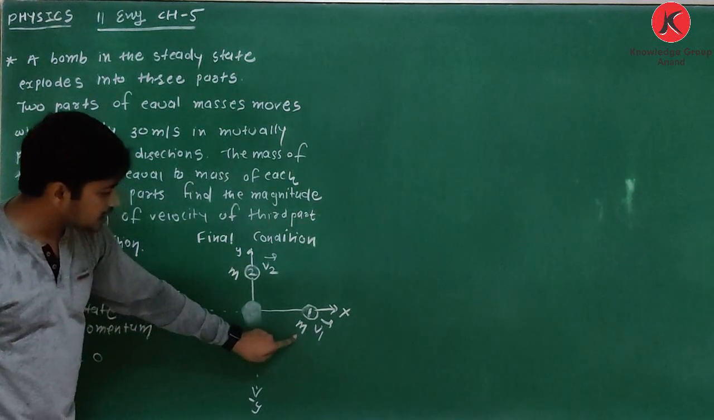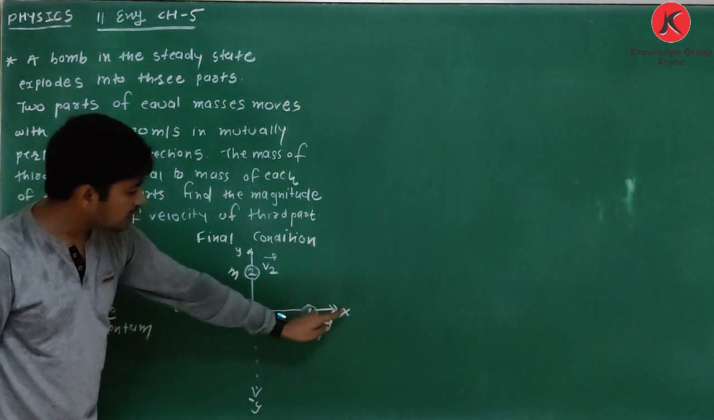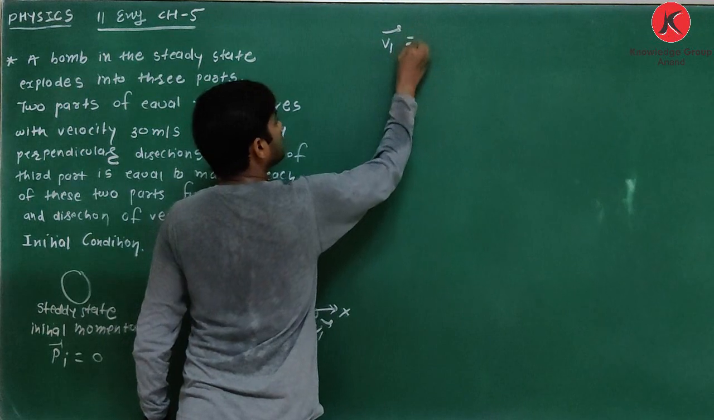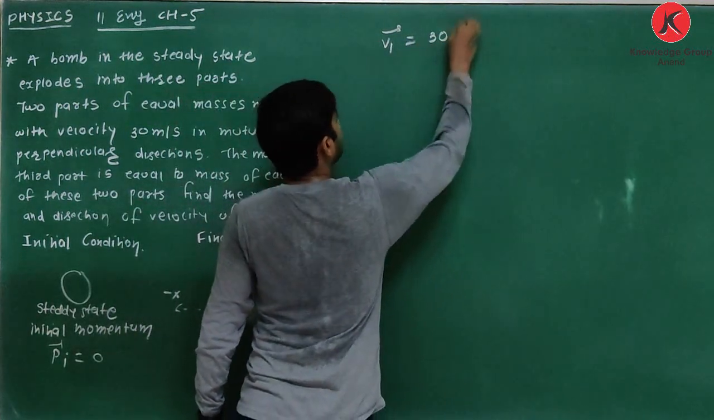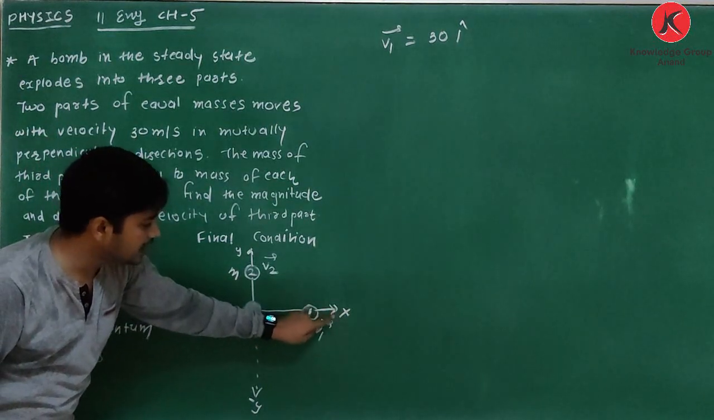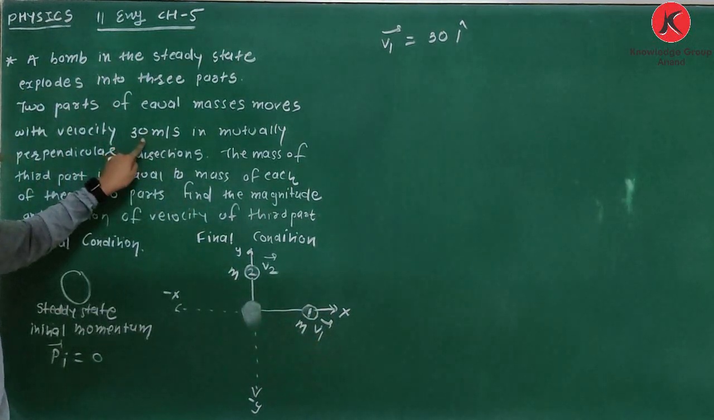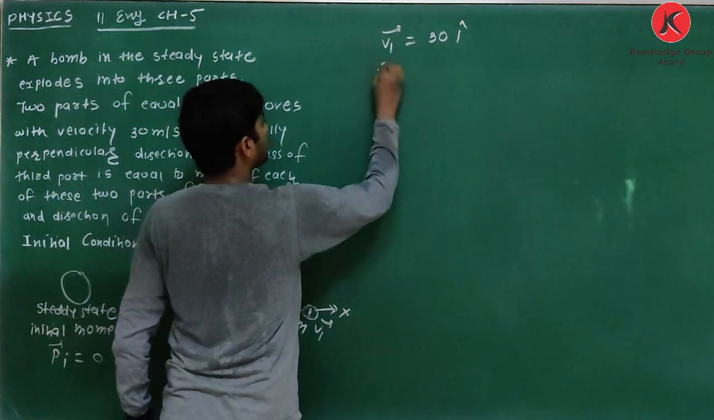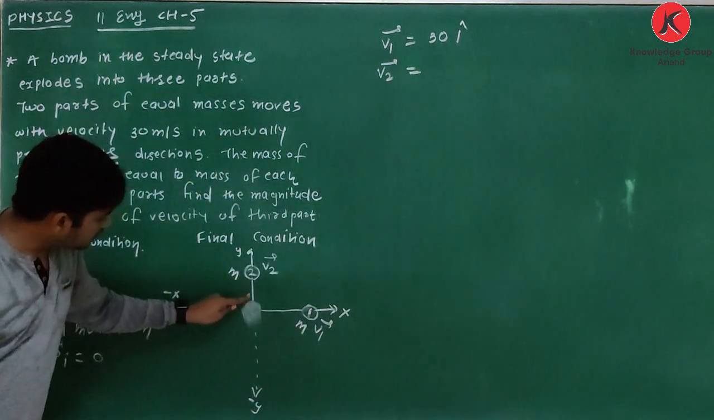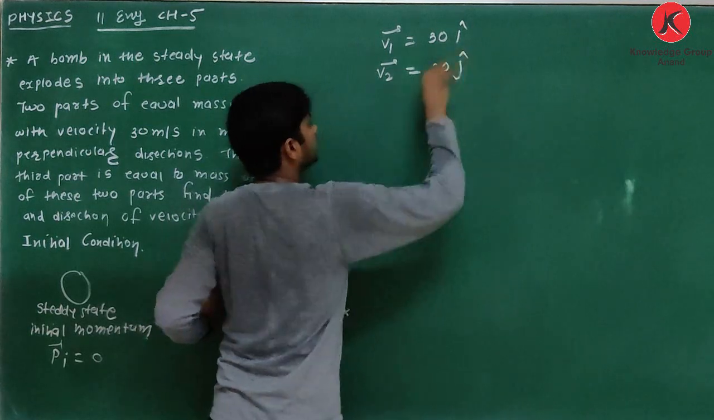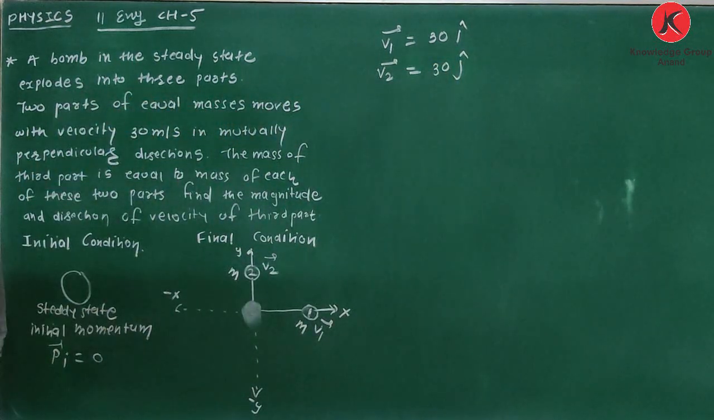Now how to write this velocity? This first particle is moving with 30 meters per second in x direction. Then how to write v1? I can write v1 is equal to 30 i caret. I have assumed this first particle is moving in x direction with 30 meters per second. V2, how to write V2? V2 is moving with 30 meters per second in y direction, so I can write it is 30 j caret. Clear about this?